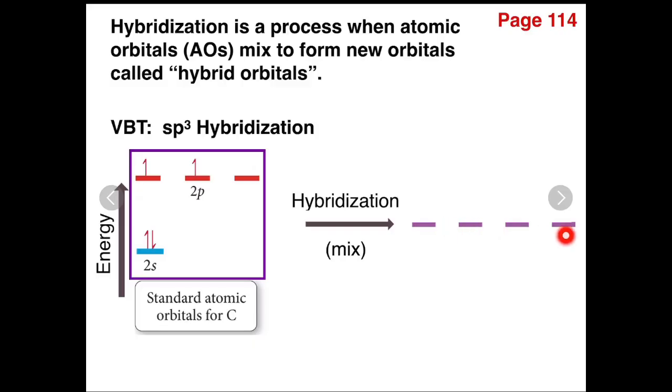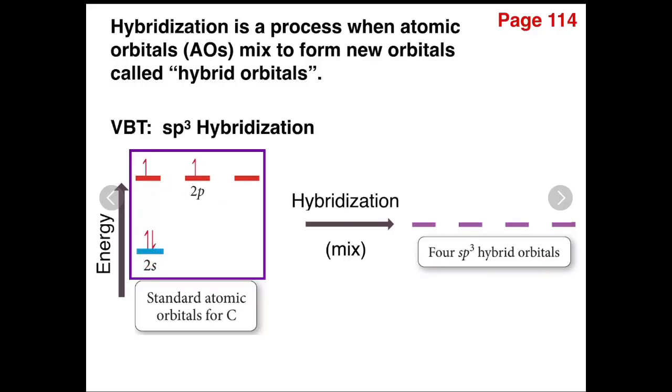But we do not call these 2s or 2p anymore, because you mixed them together. The name of these would be the average of the two, so we call them hybrid orbitals. The name of this hybrid orbital is sp3. This one is sp3, this one is sp3, this one is sp3, and this one is also sp3. So we have 4 sp3 hybrid orbitals that stem from mixing of the s and the p.